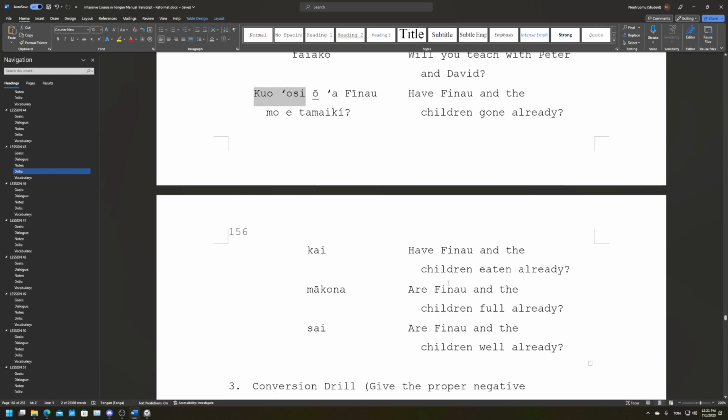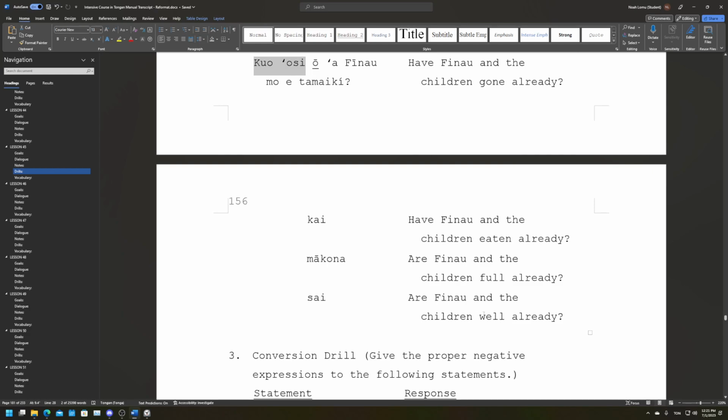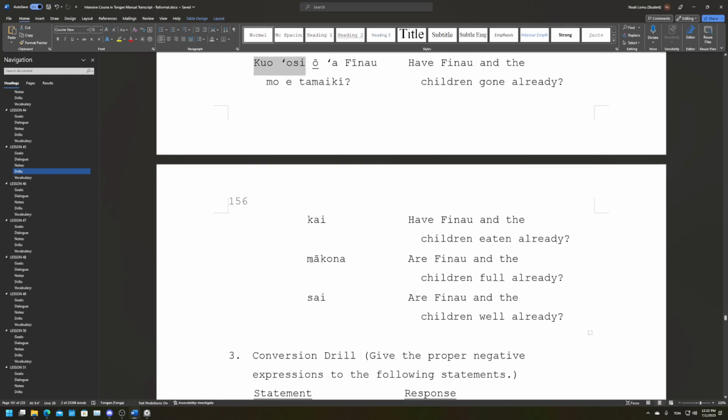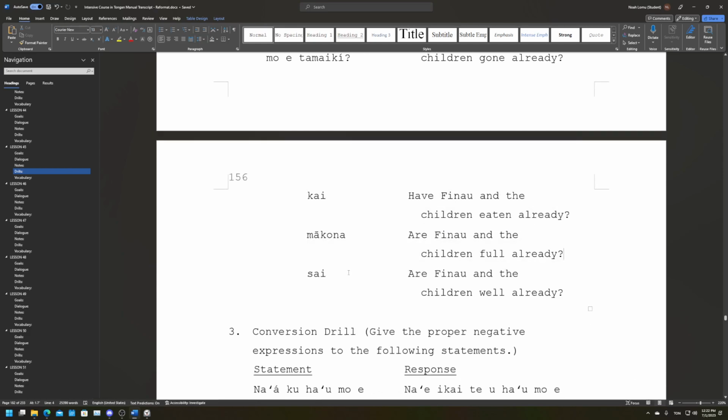Yeah, so this implies that they were not full, right? So are they well or better? Yeah, so they have become satisfied with food, right? Or full, as we say in English. These two sentences are pretty similar in meaning, like, have they eaten and are they full? But you can see that there's obviously a slight difference.